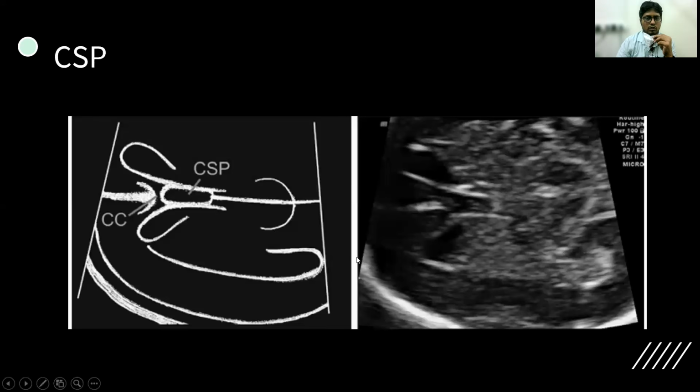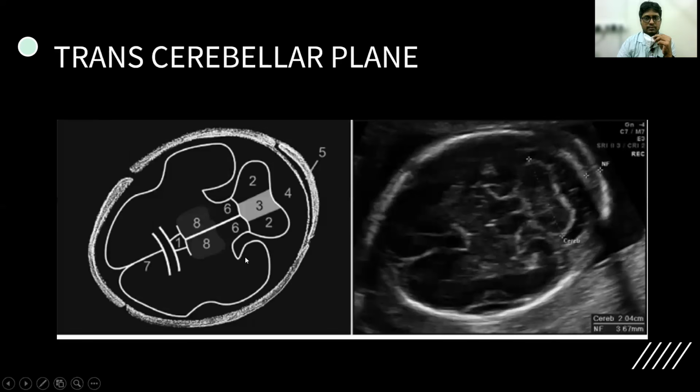So a small note on the cavum septum pellucidum, it is just behind the corpus callosum and just anterior to the bithalamic plane. It will be seen as an anechoic structure. As you can see here, it is filled with CSF. On either side, you can see the anterior horns of the lateral ventricle.